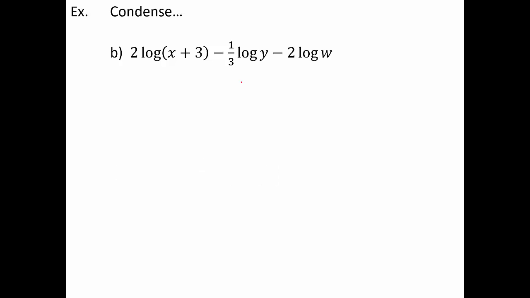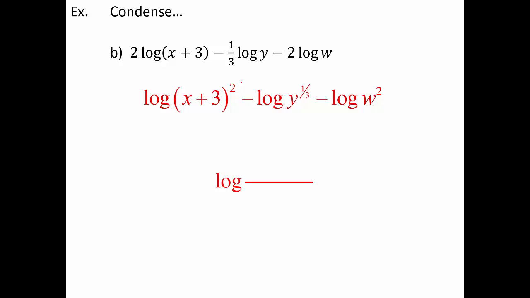Okay, so looking at the first one, I see a mixture of positive and negative logarithms. The first logarithm, the 2 log x plus 3, has an implied positive in front. So I'm going to rewrite this first off with the exponents brought to the front, and then as log of a single fraction. The x plus 3 squared will go to the top, the y to the 1/3 and the w squared will go on the bottom. Now keep in mind, they are both negative. That doesn't mean divide one by the other. Since they're both negative, that means that they're technically being added together.